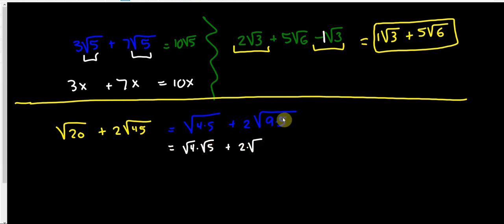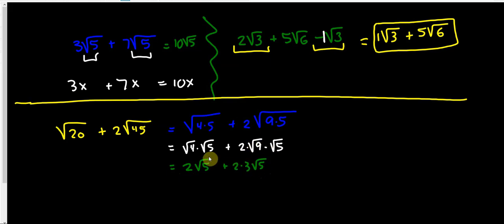We'll break these two apart. All right, and now we can handle some of these square roots. What's the square root of 4? It is 2. So I have 2 times the square root of 5. I have a 2 out front. What's the square root of 9? It's 3. And I have a square root of 5.